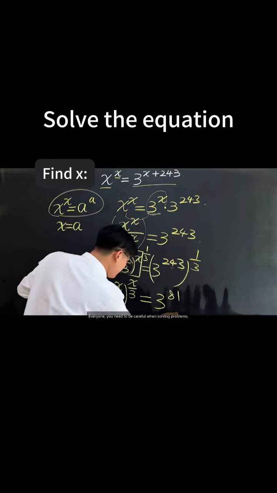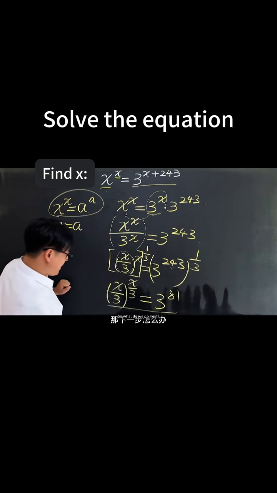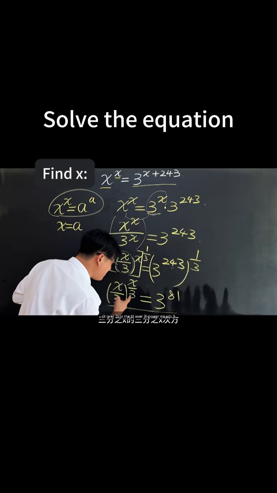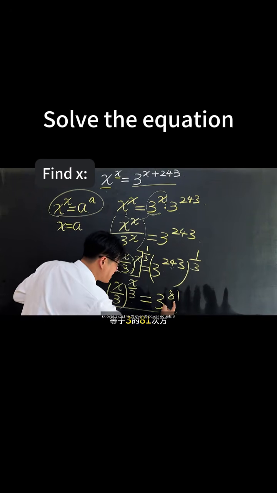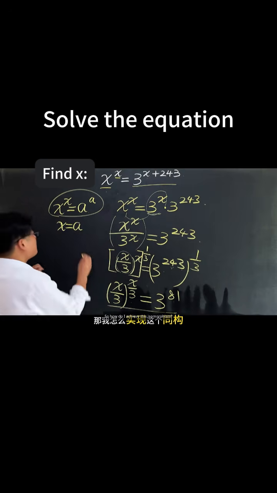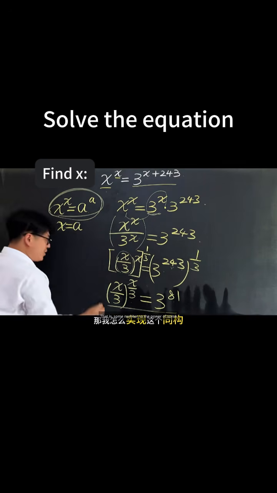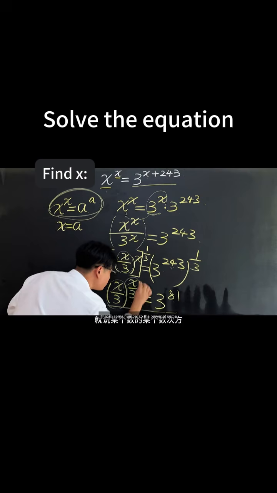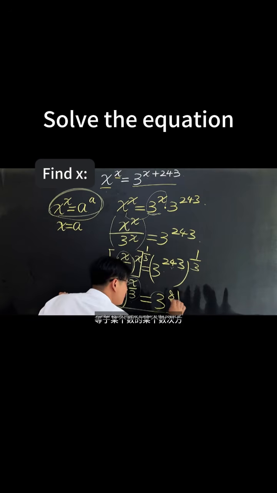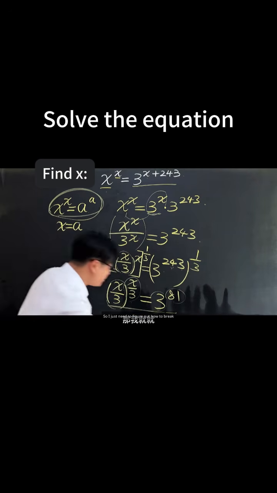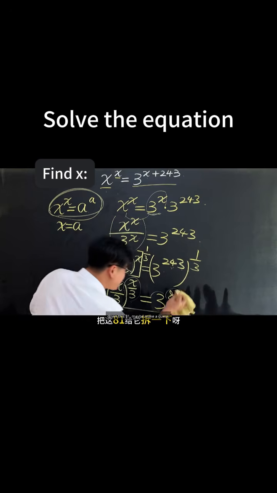Everyone, you need to be careful when solving problems. So what do we do next? x over 3 to the x over 3 power equals 3 to the 81st power. So how do I achieve this isomorphism? That is, some number to the power of some number equals another number to the power of another number. So I just need to figure out how to break down this 81, maybe make a guess.